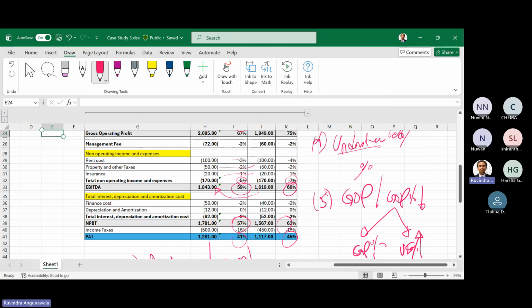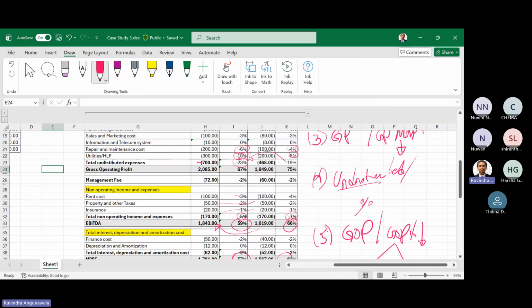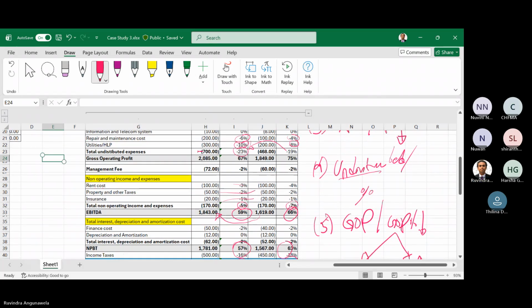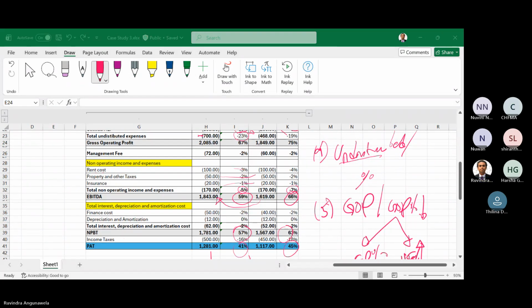I think you would have got confused where I spoke about the non-operating income and expenses, 7% to 5%. That is because these expenses, mainly the expenses, have remained static despite the revenue increasing. That is why you see 7% to 5% going down. But the reason for the EBITDA drop is the GP drop and the undistributed expenses moving up. Is that clear or not clear? Yes, sir. Thank you.